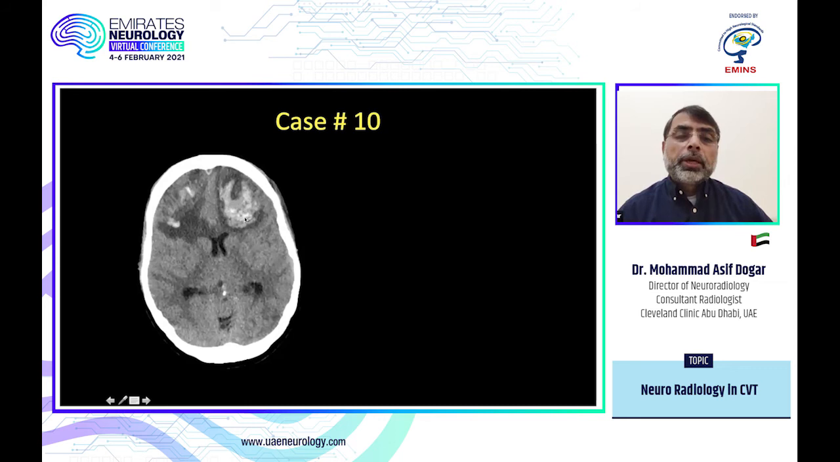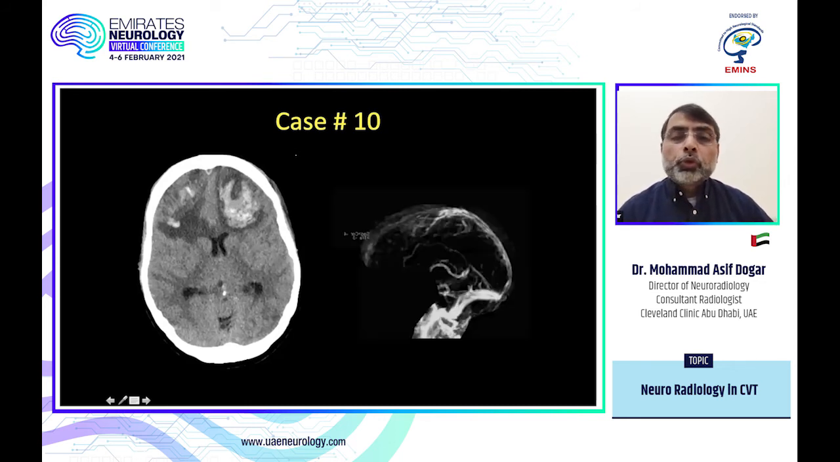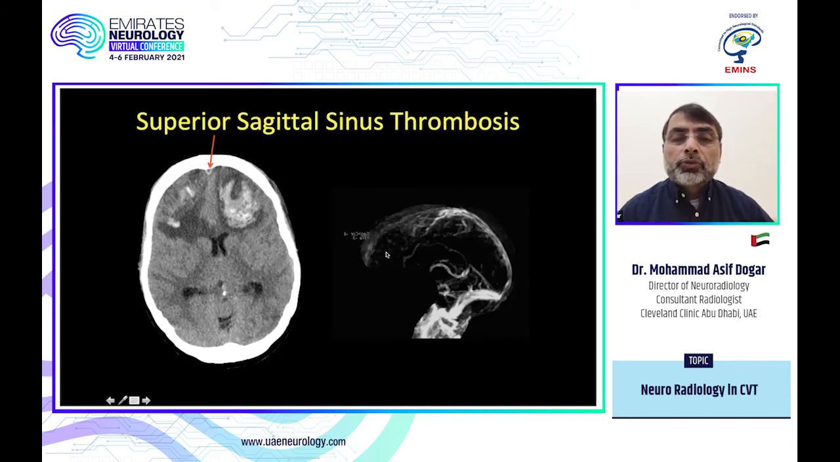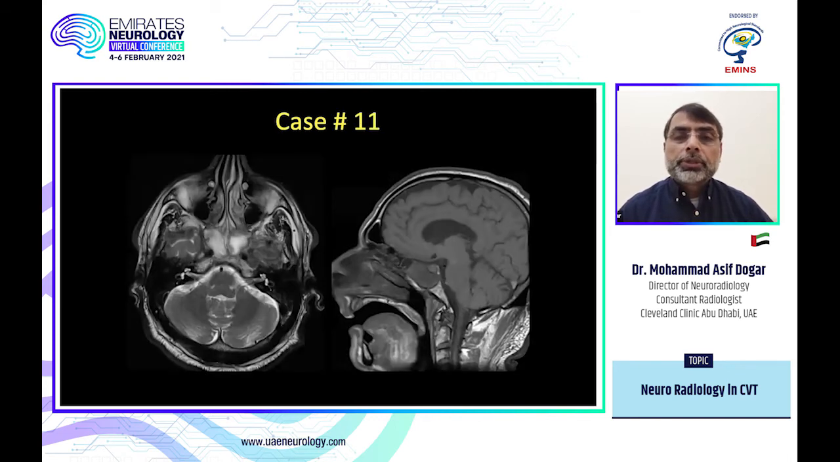Another case, hemorrhages, bilateral, parasagittal. So what are we going to look at? We are going to look at the superior sagittal sinus. So you see here, it looks like there's some high differential density in the superior sagittal sinus, and here it is non-filling. So this is another case of superior sagittal sinus thrombosis. Just to emphasize, if there are bilateral parasagittal findings, look at the superior sagittal sinus.